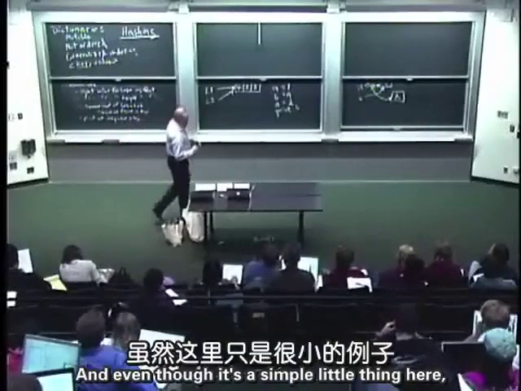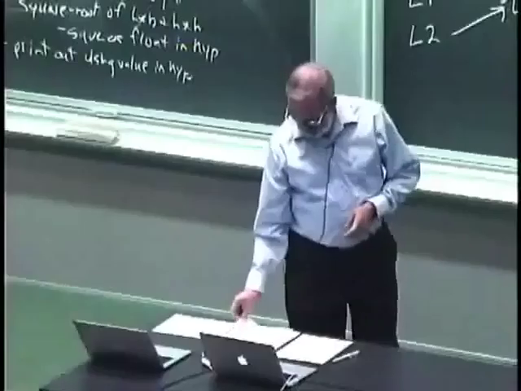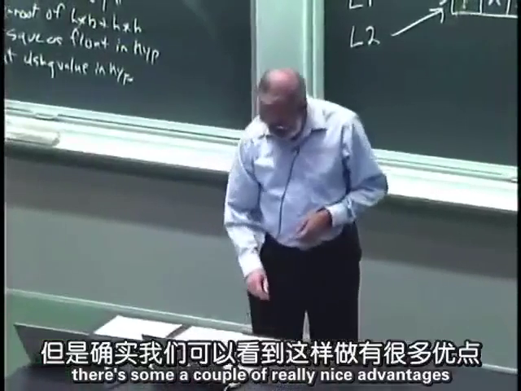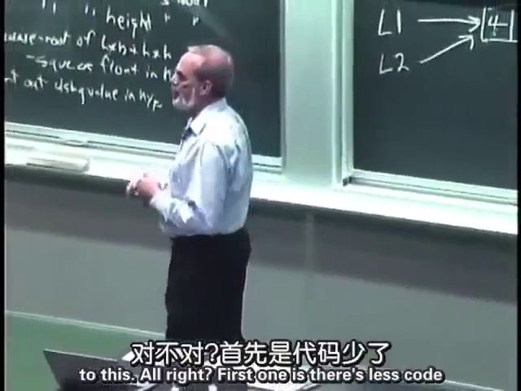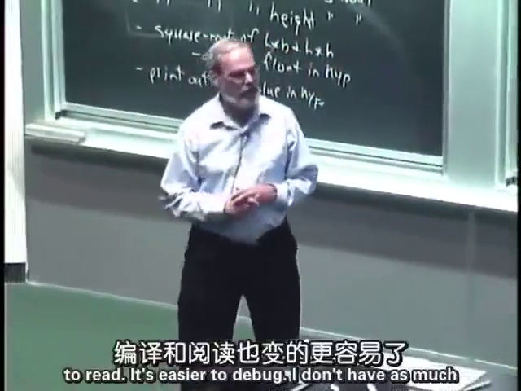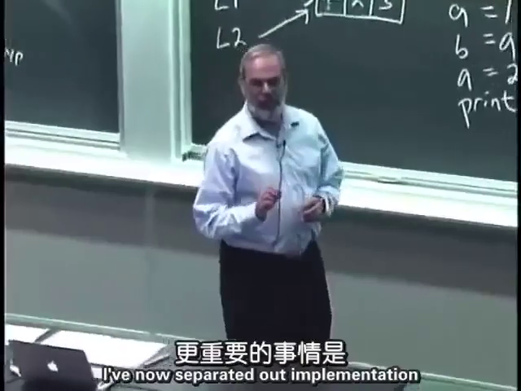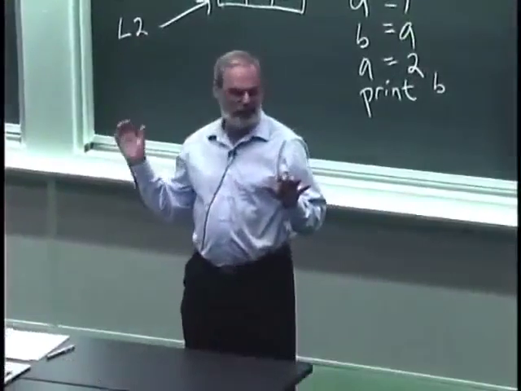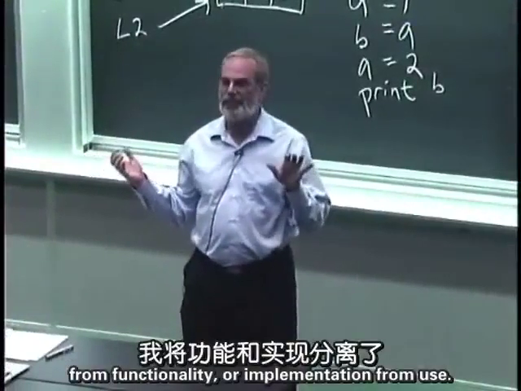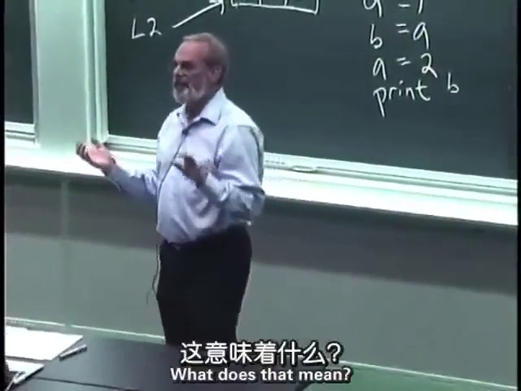And even though it's a simple little thing here, there's a couple of really nice advantages to this. Right? First one is there's less code to read. It's easier to debug. I don't have as much to deal with. But the more important thing is I've now separated out implementation from functionality, or implementation from use. What does that mean?